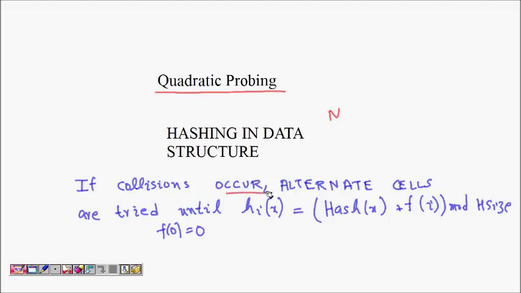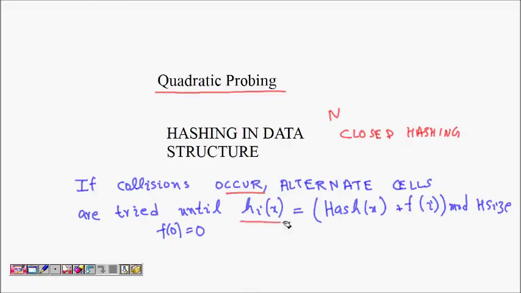So we have what is known as closed hashing. We will look at some examples of what I'm saying. In closed hashing, if some collision occurs, we try out alternate cells until we get some space for insertion. So what are those alternate cells, and how do we try them?